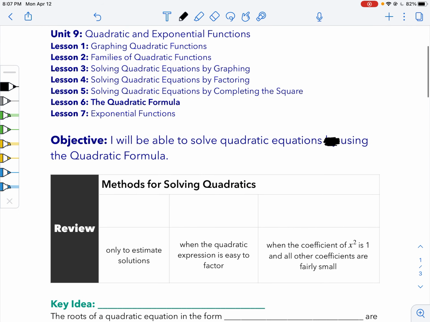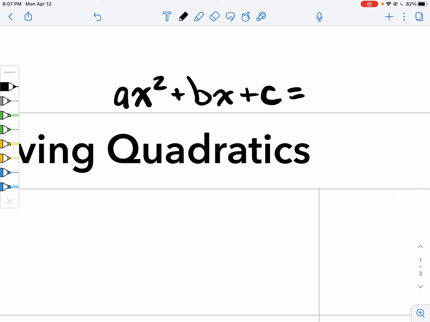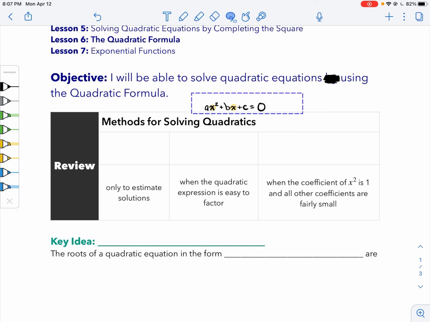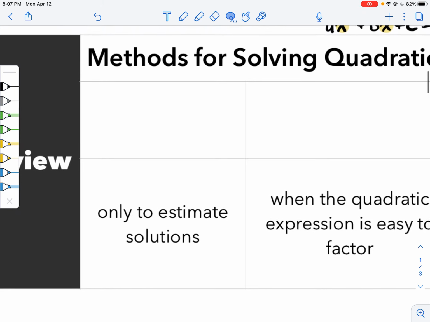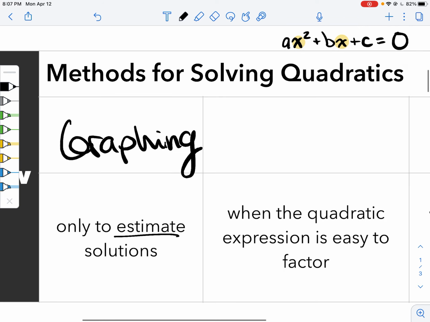Earlier, we looked at different methods for solving quadratic equations. Remember that a quadratic equation is ax squared plus bx plus c, and you want to figure out what is x to make that equal to 0. We looked at 3 different ways to solve quadratics. The first way is by graphing, and graphing is great when you need an approximate or an estimate to a solution.